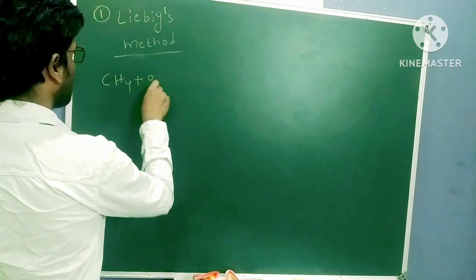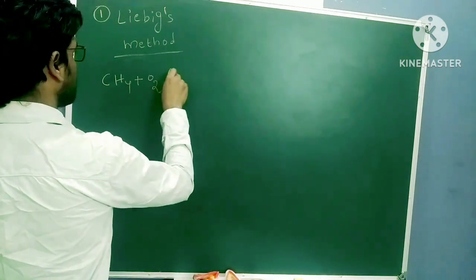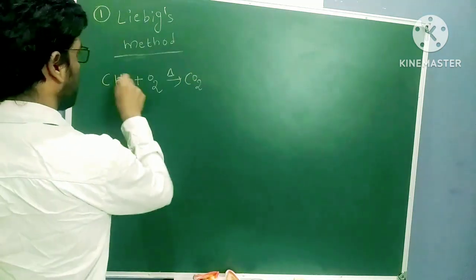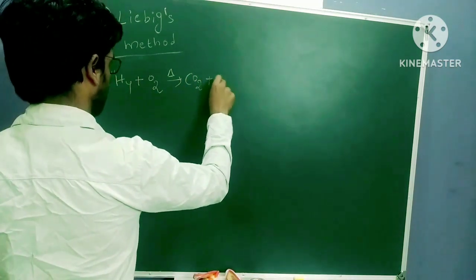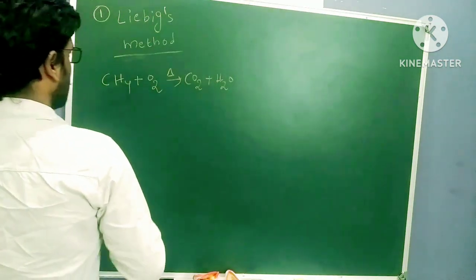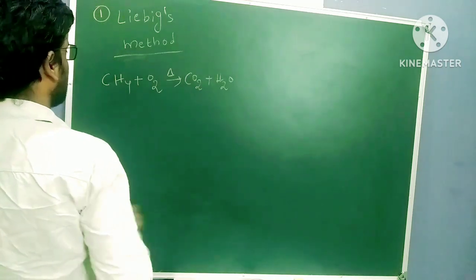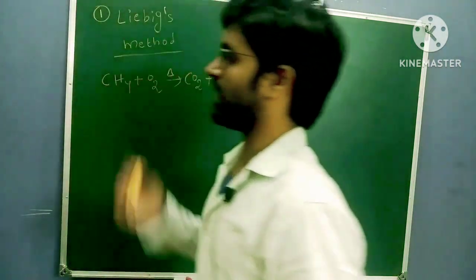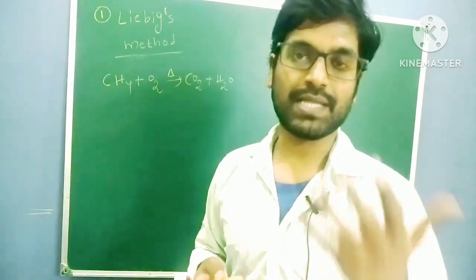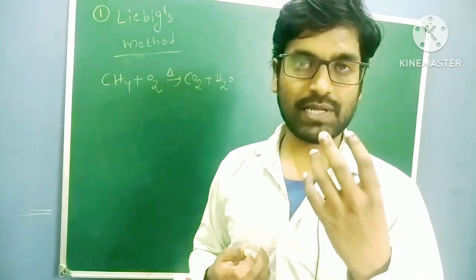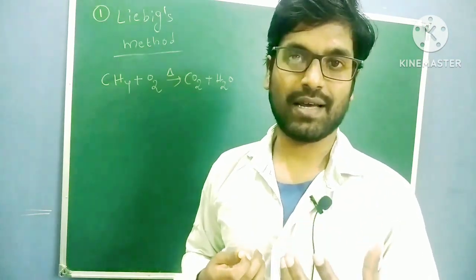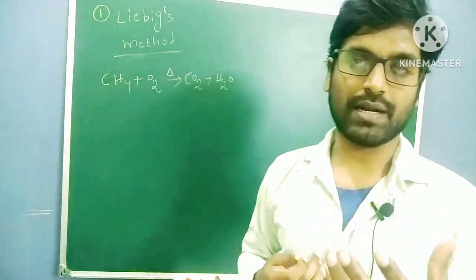Whenever I am heating this organic compound in presence of oxygen, these organic compounds will give carbon dioxide and water. This is a very famous reaction, right? Okay, so in this Liebig's method, suppose I am giving this organic compound. At the initial stage, I am not telling you that this is methane. I am just giving one organic compound solution to you, and I am asking you to detect which elements are present in this organic compound.